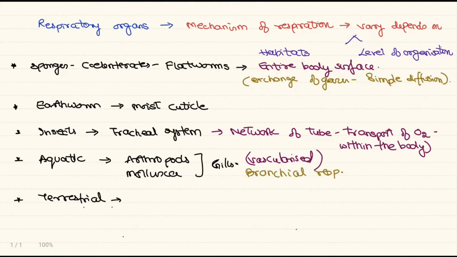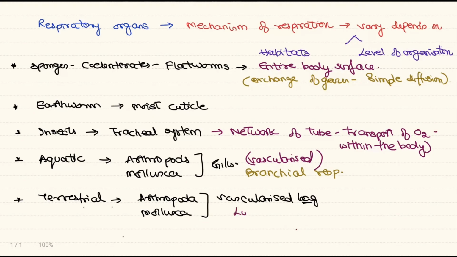In the higher terrestrial forms, that is the terrestrial arthropods like the spiders, like the scorpions, and also the terrestrial molluscan forms, the vascularized bags are present, and these bags are now called lungs. In the arthropods, we can see the book lungs are present, and in the mollusca, the mantle cavity will act as a lung. Respiration by the lung-like structure is called pulmonary respiration, and these structures act as the pulmonary sacs.